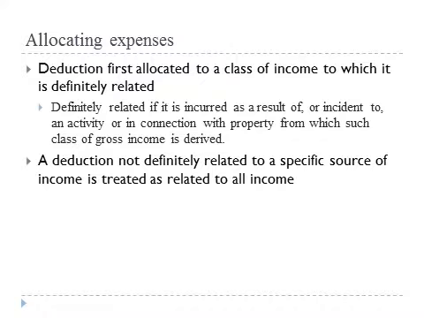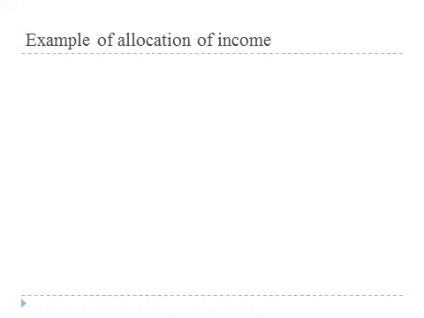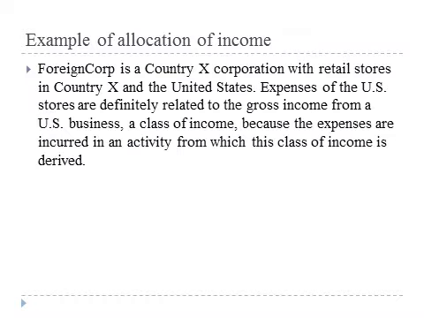If a deduction does not bear a definite relationship to a class of gross income constituting less than all of gross income, then it is treated as definitely related and allocable to all the taxpayer's gross income. Here's an example of the allocation of income. Foreign Corp is a Country X corporation with retail stores in Country X and the United States. Expenses of the U.S. stores are definitely related to the gross income from a U.S. business, which is a class of income, because the expenses are incurred in an activity from which this class of income is derived.